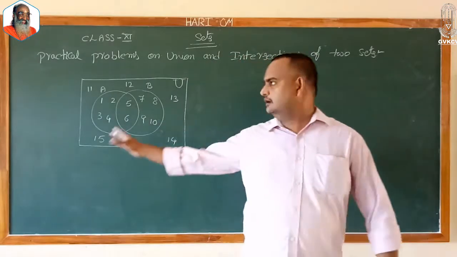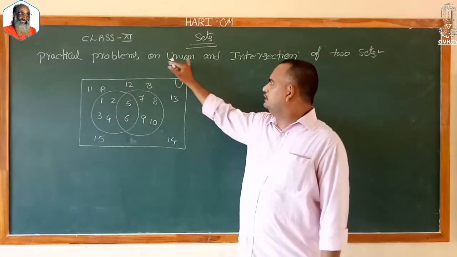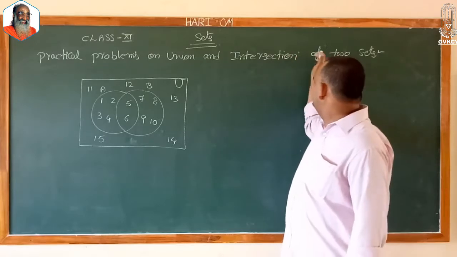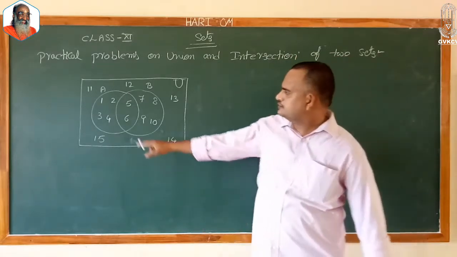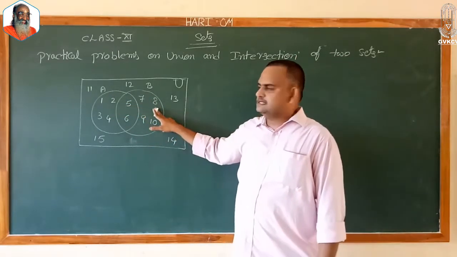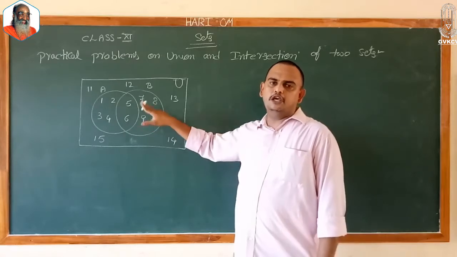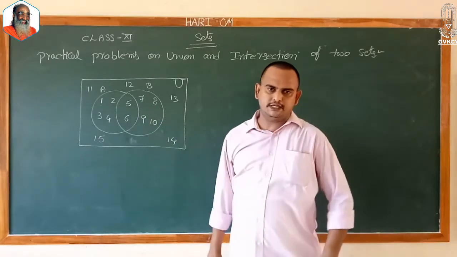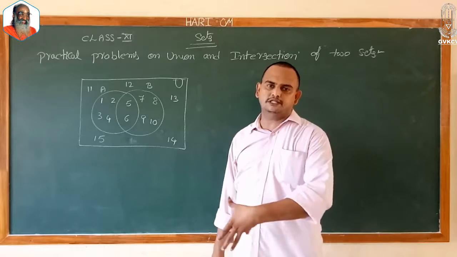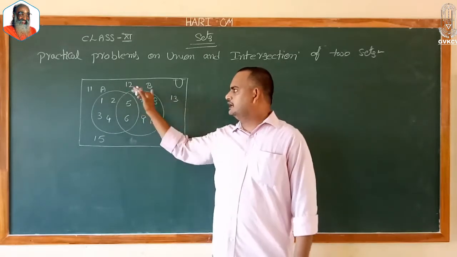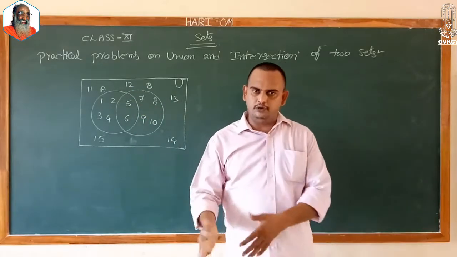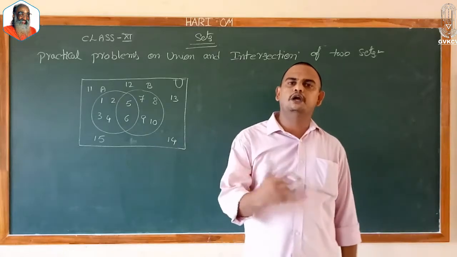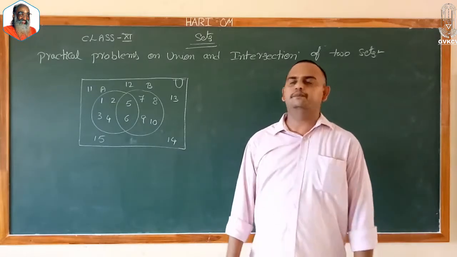Let us see what operations we are doing here: union and intersection of two sets. What are the two sets? We have set A and set B. Now A union B, A intersection B. When we apply union and intersection operations between A and B, we have A union B and also A intersection B.